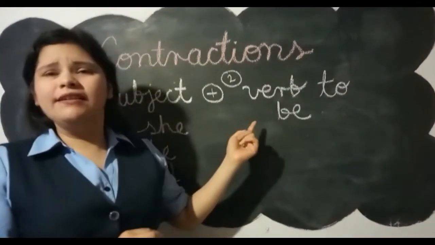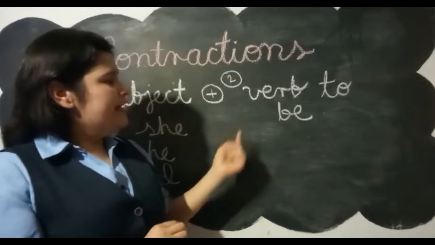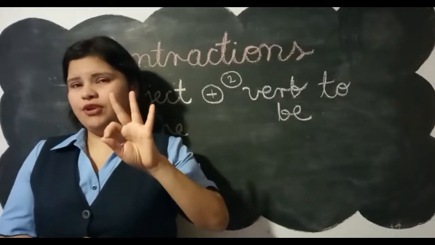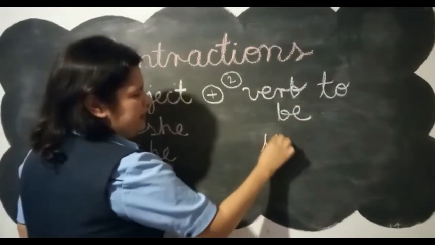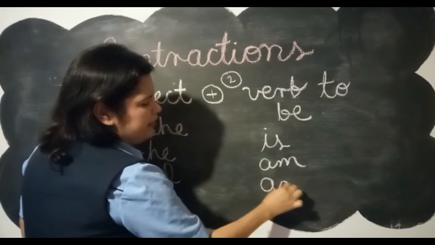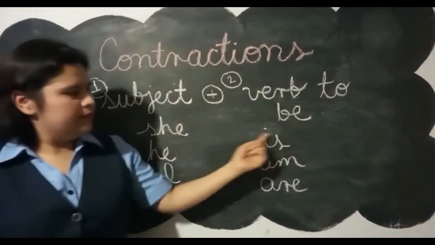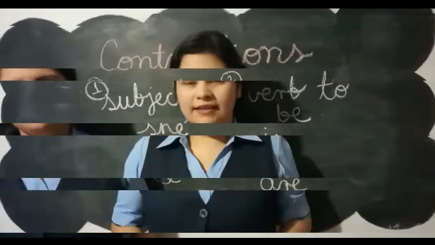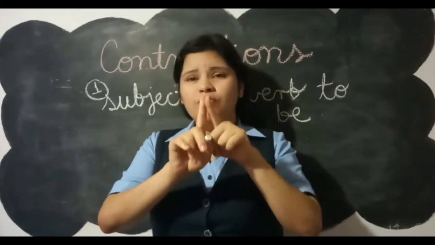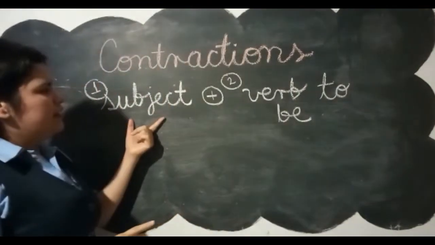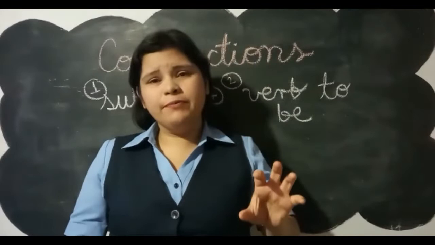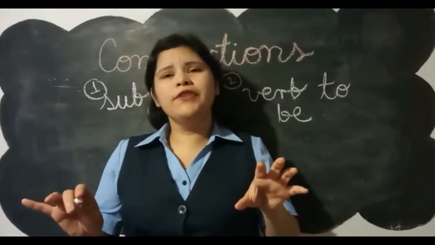Now, the second element that you need is the verb to be. In the verb to be, you need 3 words. It can be is, it can be am, and it can be are. Contraction is putting together or joining 2 words, in this case, the subject and the verb to be. We need to know what is the correct verb to be for each subject or for each pronoun.